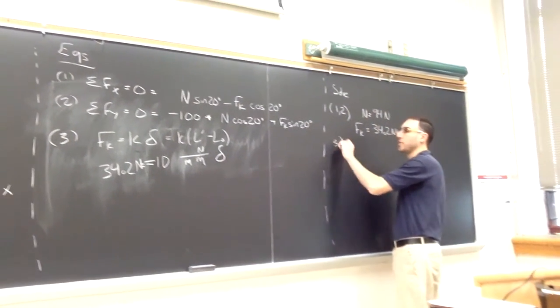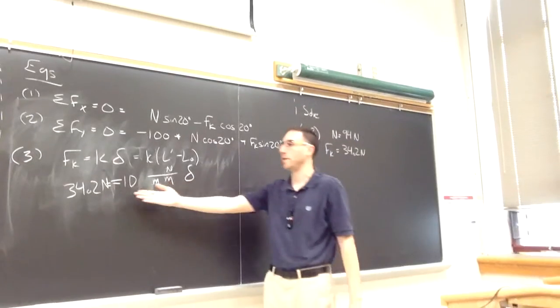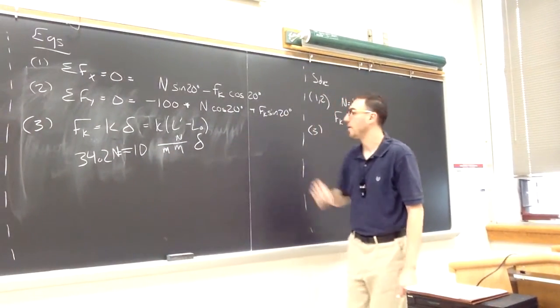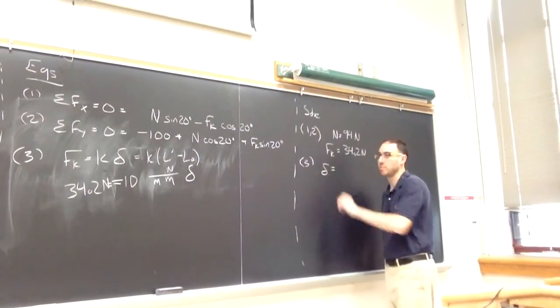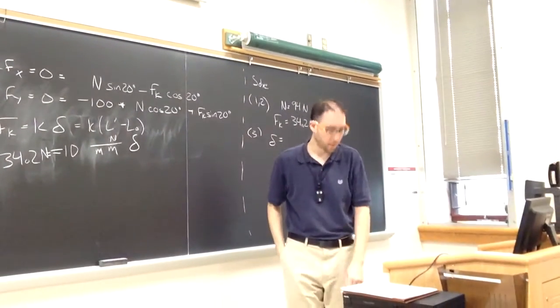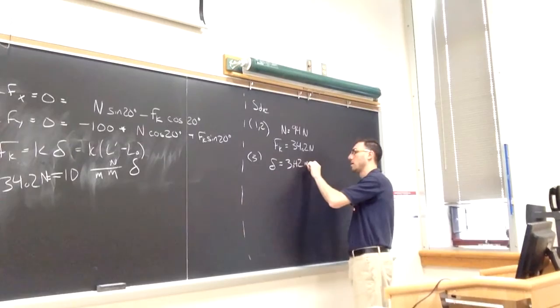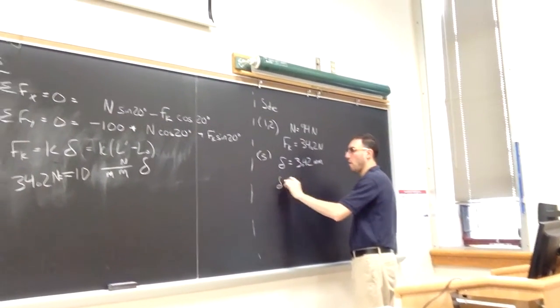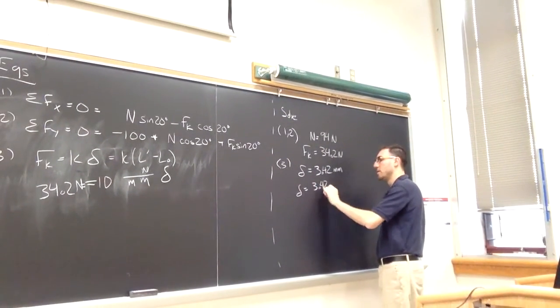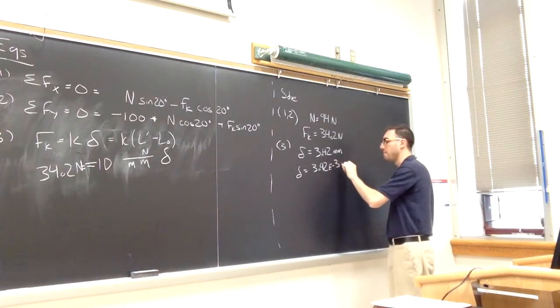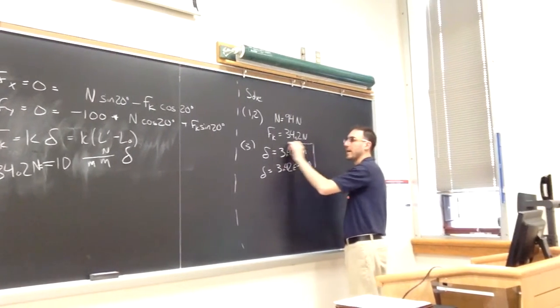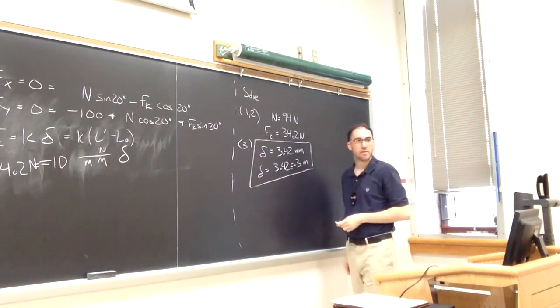So solving equation 3, where I can divide 34.2 by 10, I'm going to get that delta, the deformation in the spring, is going to be 3.42 millimeters. Or 3.42 times 10 to the negative third meters, both of which would be acceptable answers for me for this class.